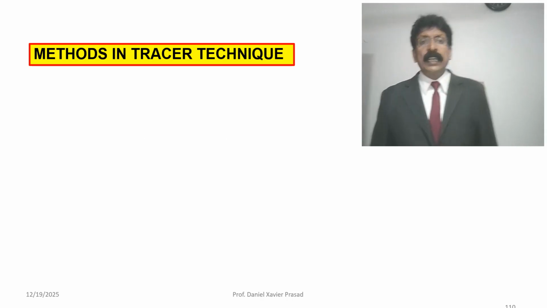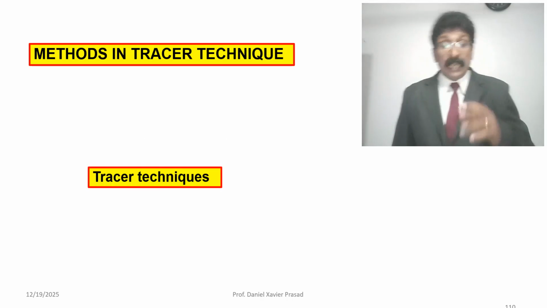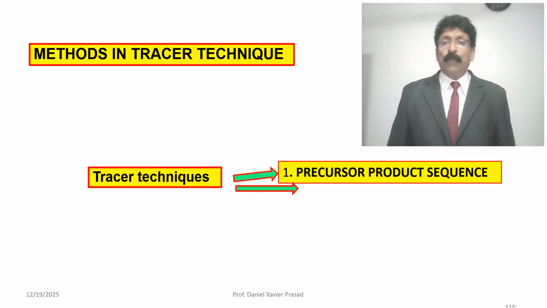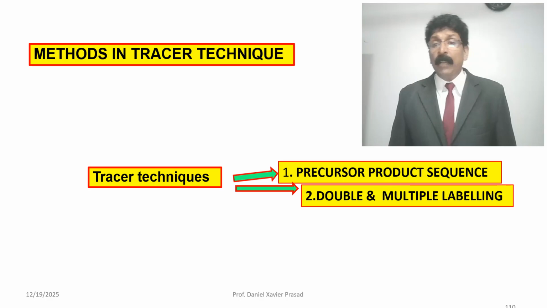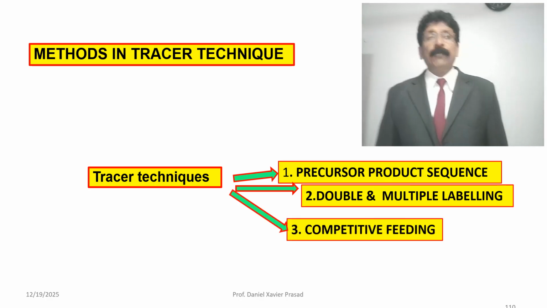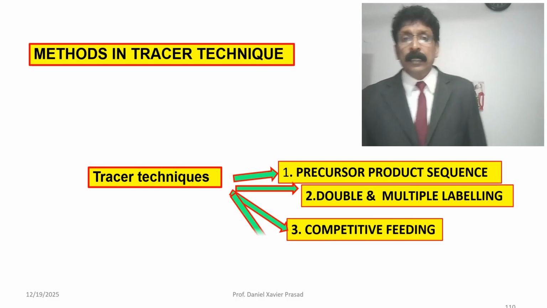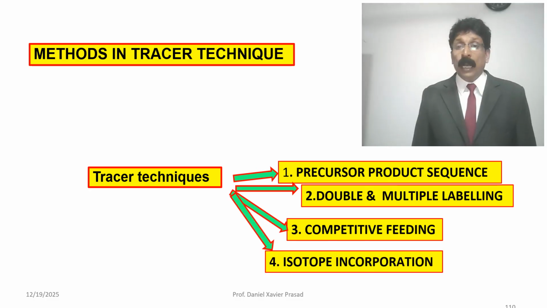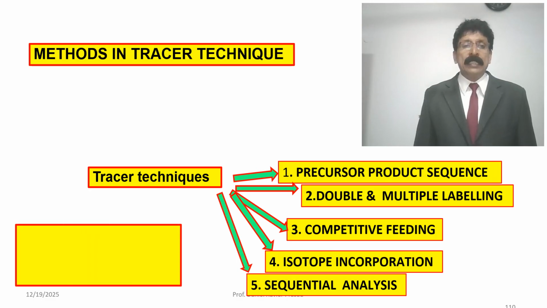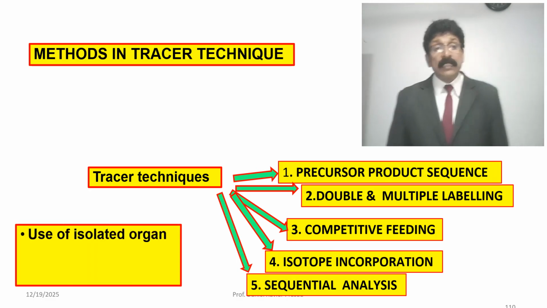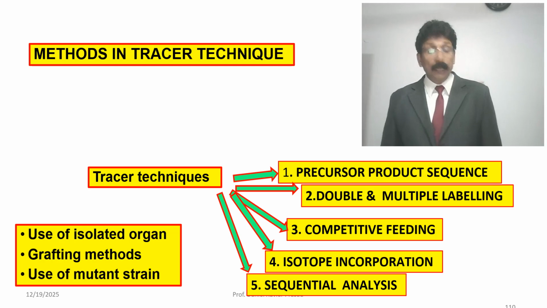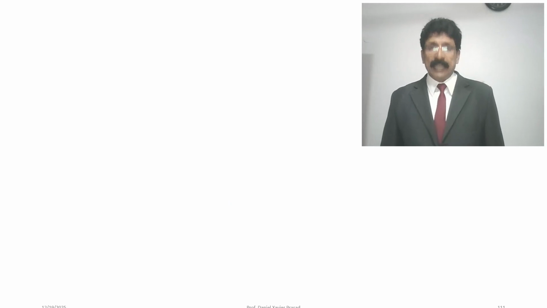Methods in the tracer technique, as we have discussed, this slide shows again. Number 1 is the precursor product sequence. Number 2, double and multiple labeling. Number 3, competitive feeding method. Number 4, isotope incorporation. Number 5, sequential analysis. Other techniques: use of isolated organs, grafting methods, and use of mutant strains.